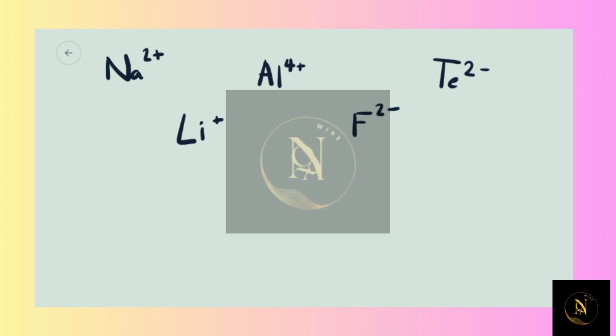Okay, so we have 5 chemical compounds here, 5 ions specifically. We have sodium 2+, lithium 1+, aluminum 4+, fluorine 2-, and tellurium 2-. We are, per the question's instruction, trying to assess which of the following ions are likely to be found in chemical compounds and explain why. So let's just go through each of these and see whether or not they would be reasonable to form in any significant amounts in any chemical compound.